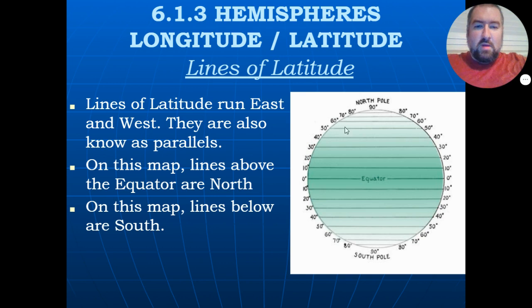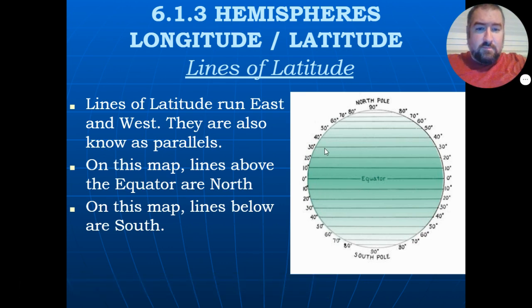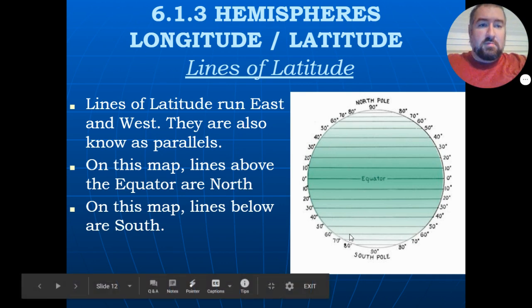So on this map, lines above the equator are northern latitude, and lines below the equator are southern latitude. So if we were going to explain these, we would say that at this point, something on this line would be 30 degrees north. So each of these numbers is a unit of measurement specifically for longitude and latitude. So 30 degrees north, 60 degrees south.